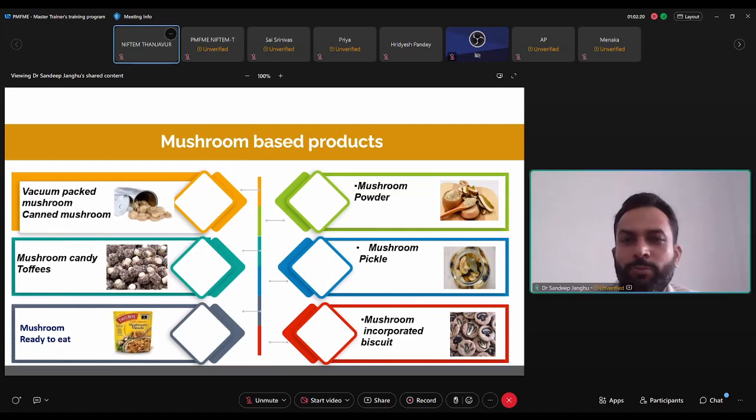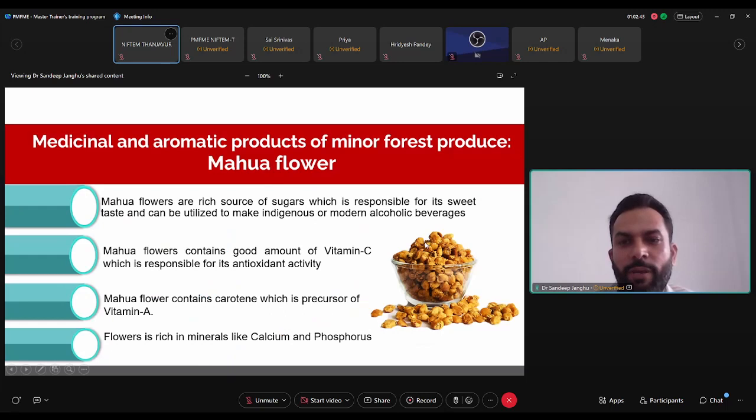Apart from this, there is canning, and mushroom powder can be used as an ingredient in various bakery products. We can make mushroom fortified cookies and biscuits. Then mushroom pickles are very famous, as are candies and ready to eat mushroom gravies. They are available in different brands.